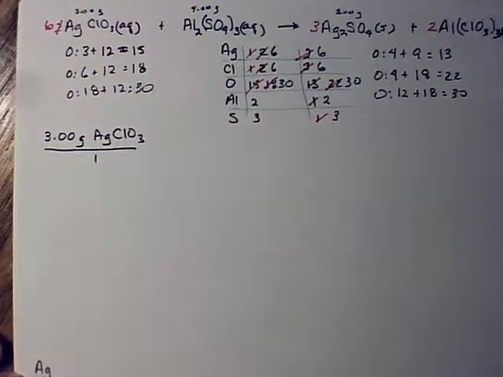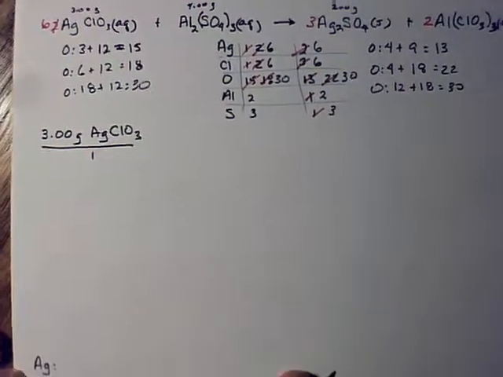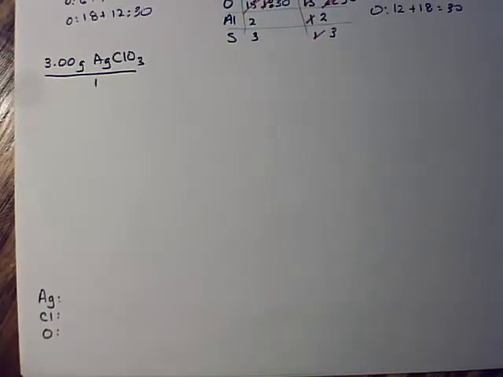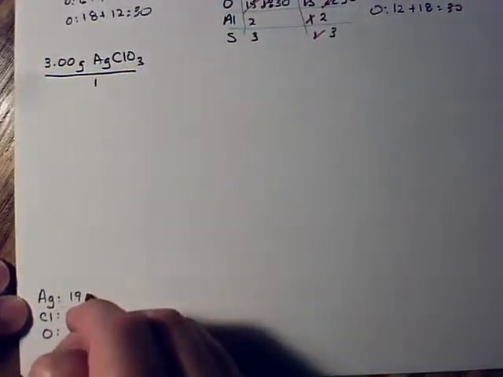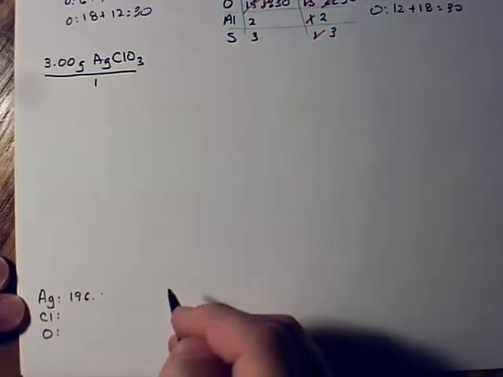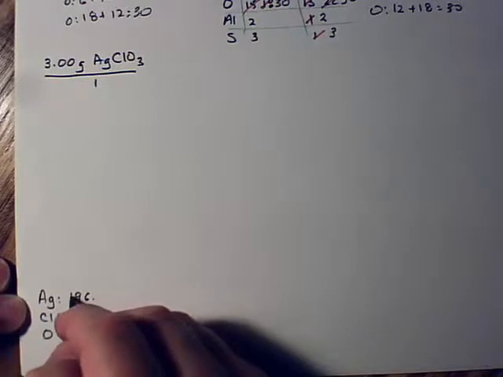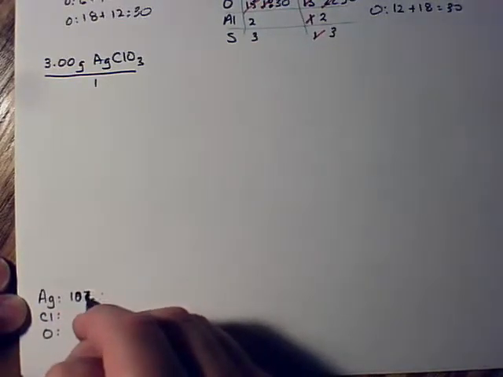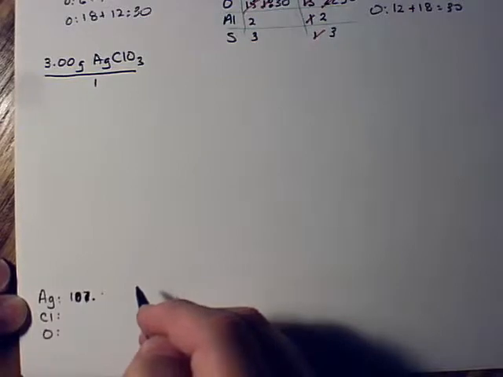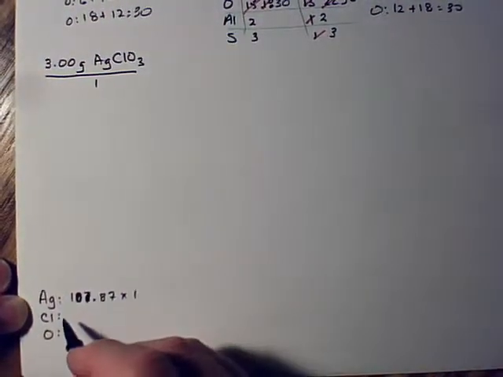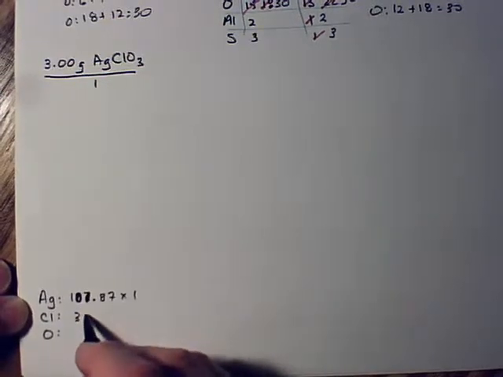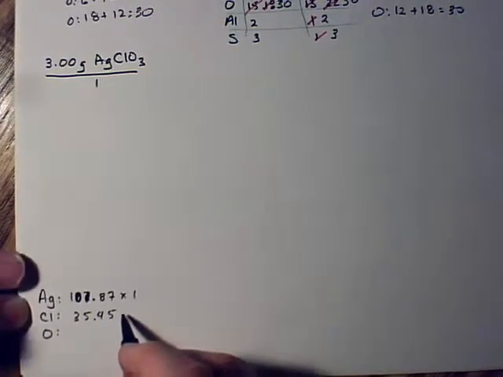I've got silver and chlorine and oxygen. I'll go to the periodic table and find the masses of these things. Silver is 196.97. I look at gold, sure did, didn't I? 107.87, thank you. 107.87. And I have only 1 in the formula, so times 1. Chlorine is 35.45. There's only 1 in the formula.